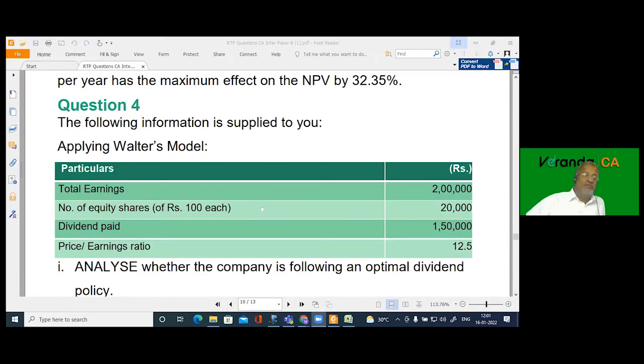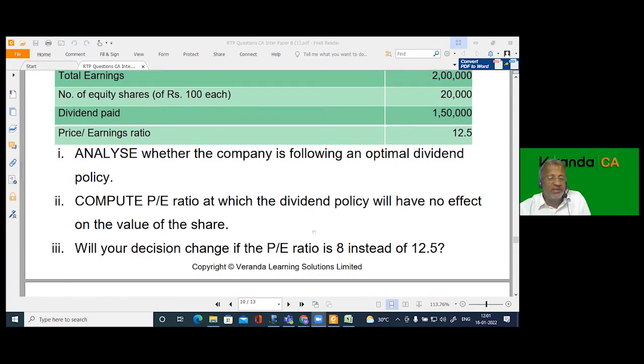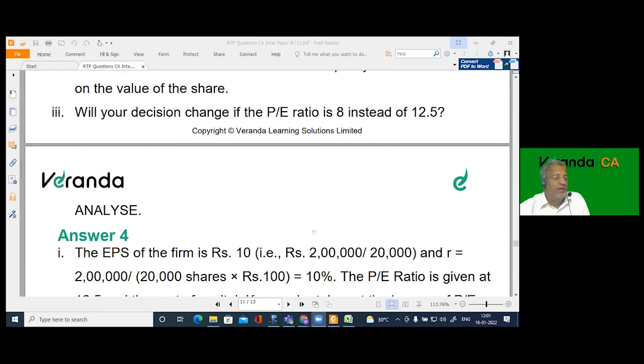Question number 4, the following information is supplied to you applying Walter's model. Total earnings 2 lakhs, total number of equity shares 20,000, dividend paid 1,50,000, price earning ratio is 12.5. Analyze whether the company is following an optimal dividend policy. Compute P ratio at which the dividend policy will have no effect on the value of the shares. Will your decision change if P ratio is 8 instead of 12.5? Analyze.